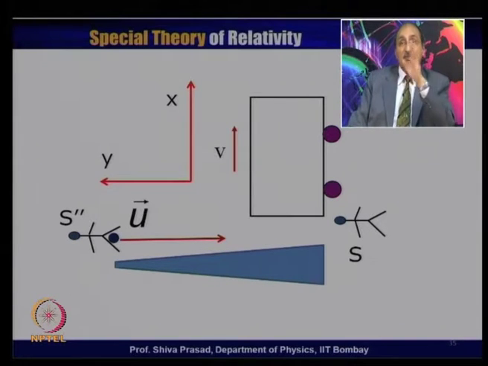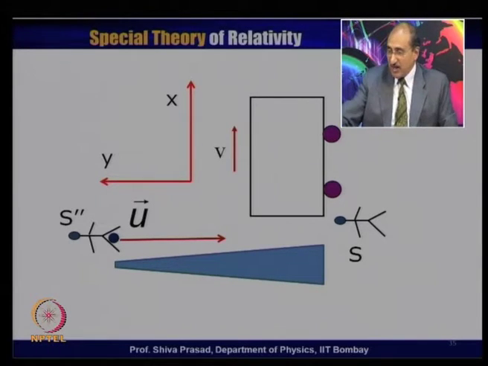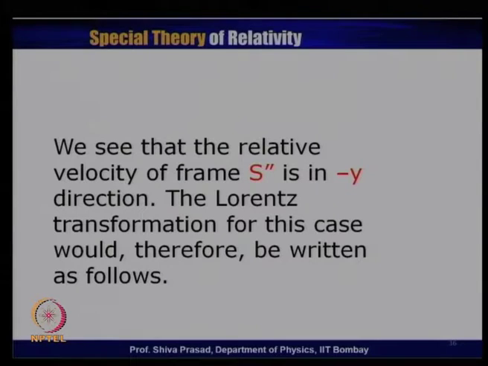Delta x will be same as delta x double prime, delta z will be same as delta z double prime, because in that direction there is no relative motion. Relative motion as far as S and S double prime is concerned is only along the y direction, to be more precise along minus y direction. So, if I have to transform from S to S double prime frame of reference, the transformation equation that I have to use will be somewhat different, which I will show just now.